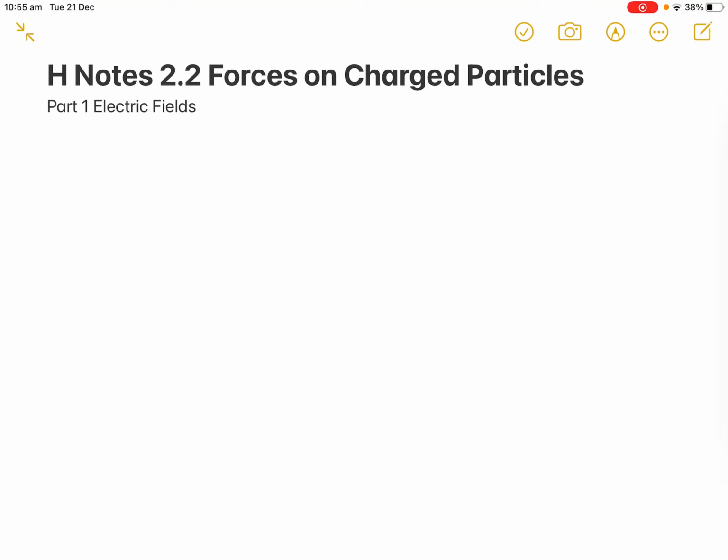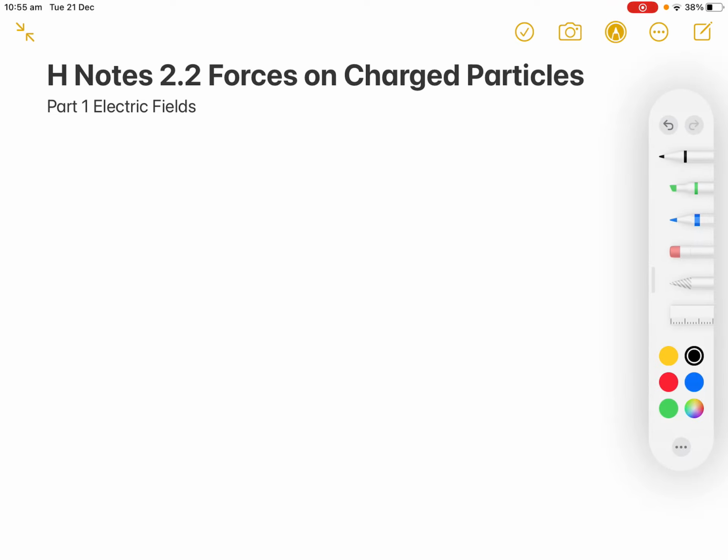This is our Physics Notes, Unit 2, Section 2, Forces on Charged Particles. And this is Part 1, where we look at electric fields.